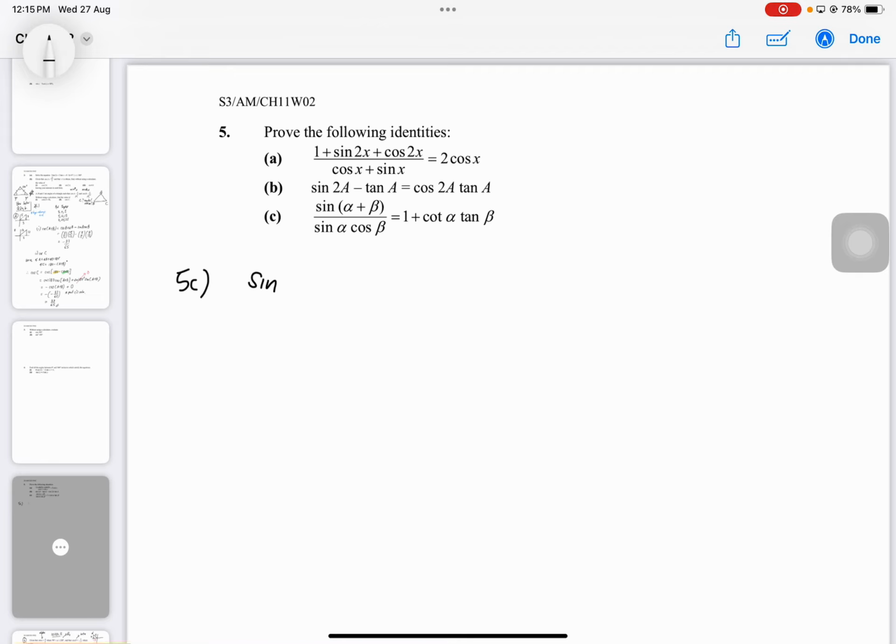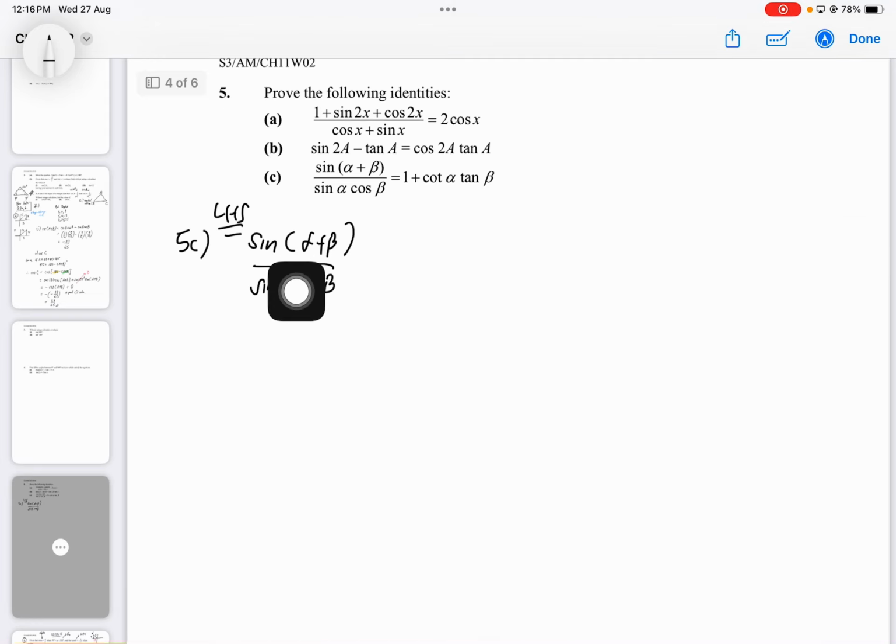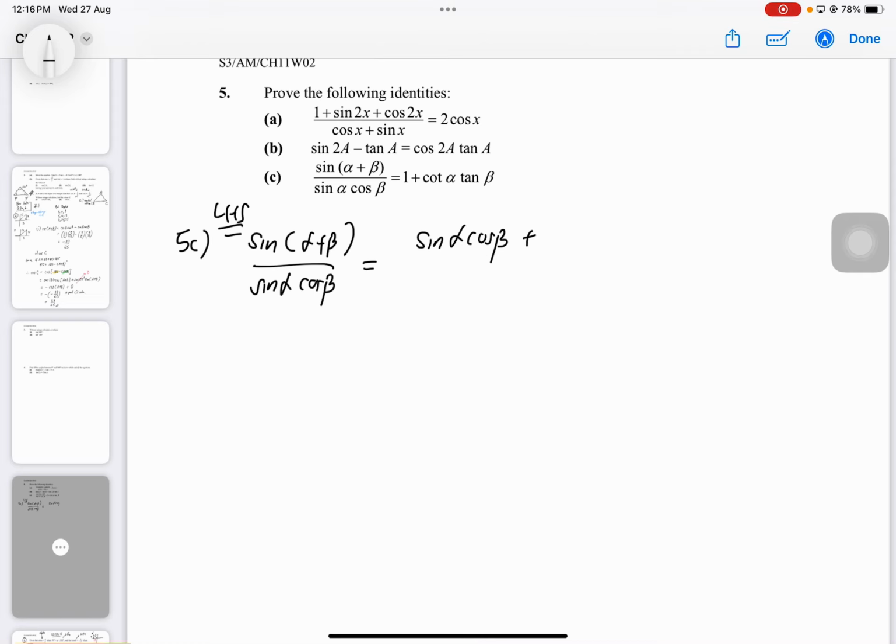Okay, I have this: sine alpha plus beta over sine alpha cos beta. I will start with the left hand side. Okay? So same thing, numerator, addition formula. Sine alpha plus beta is the same as what? Sine alpha cos beta plus cos alpha sine beta, over this.